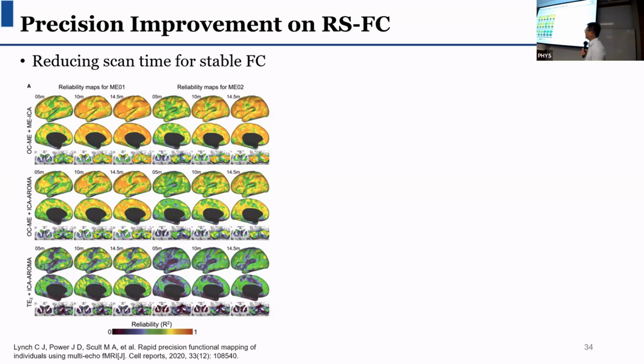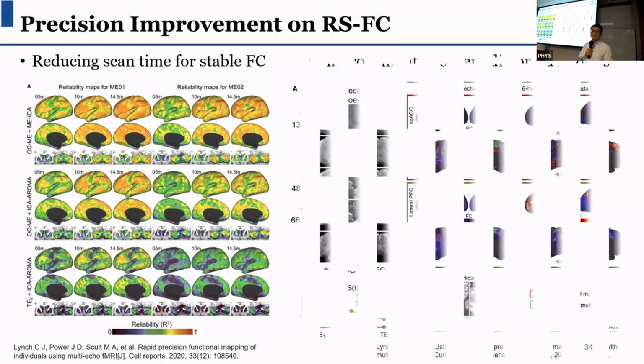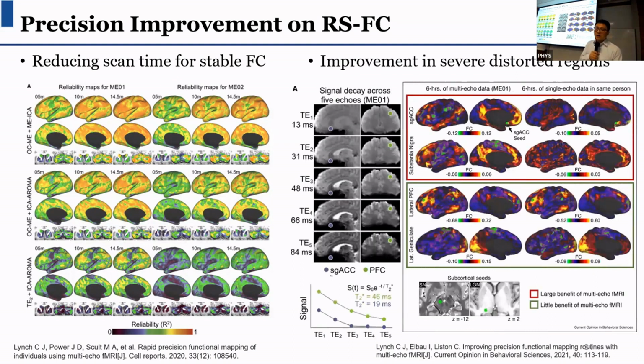Then the last one is the single echo case, where the TE value is around 30 milliseconds. You can see that even though you increase to 15 minutes, you can never get a result like the one here. That means no matter how much you increase the scan time, you have little chance to get a stable functional connectivity. That's why Liu Hesheng at Peking University, in his individual functional connectivity studies, claims 30 minutes is the minimum scan length for his method.